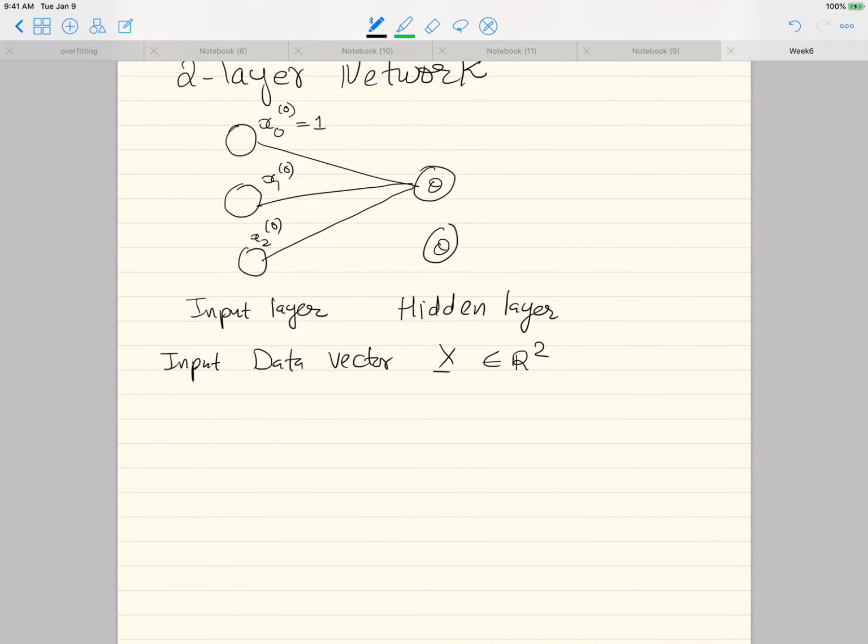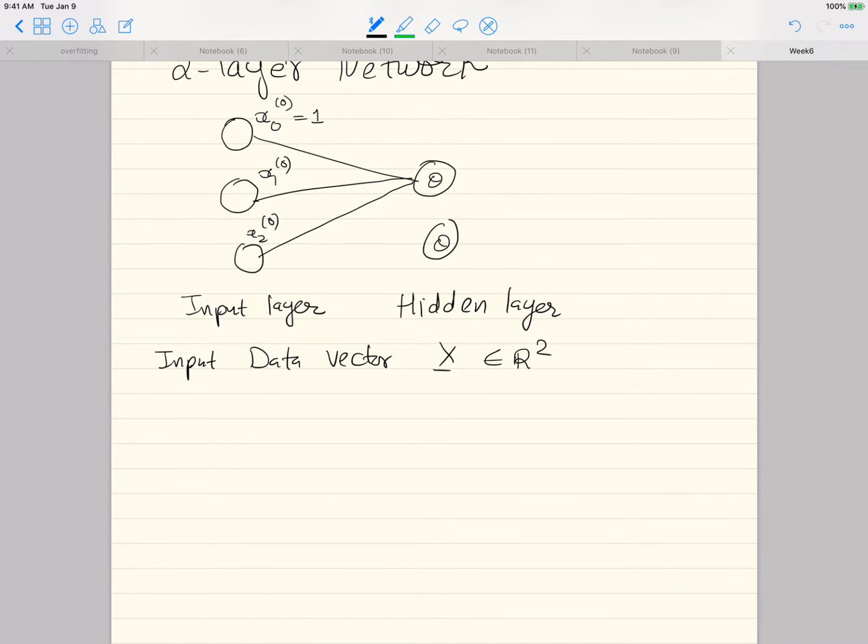Okay, so the input data vector is two-dimensional in this example. The input values are x1 of 0 and x2 of 0. They feed it into the two nodes. So there will be weights here. This one will be W1.